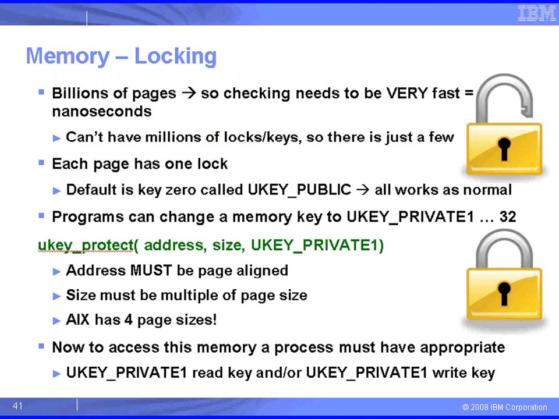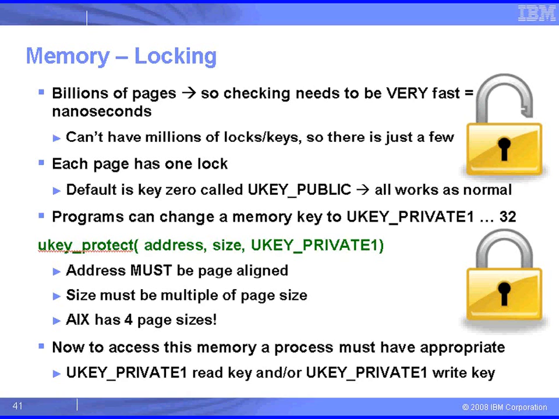A modern machine has billions of pages, and these locks and checks have to be performed very, very quickly, far faster than we can actually access memory. So we have a low number of locks, and any one of those locks can be associated with a particular memory page. By default, the lock is the public lock, and memory just works as normal. But a program can change the lock assigned to a particular page of memory.